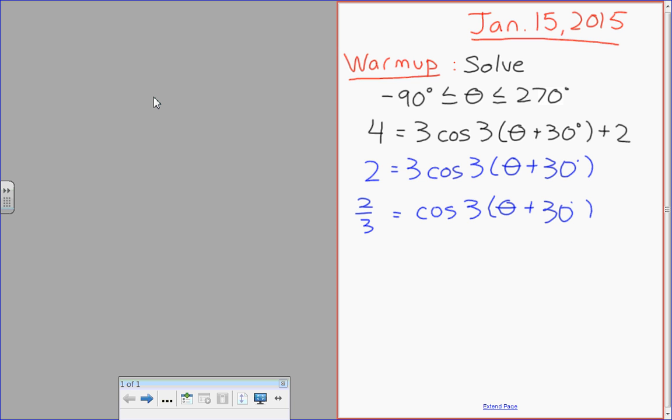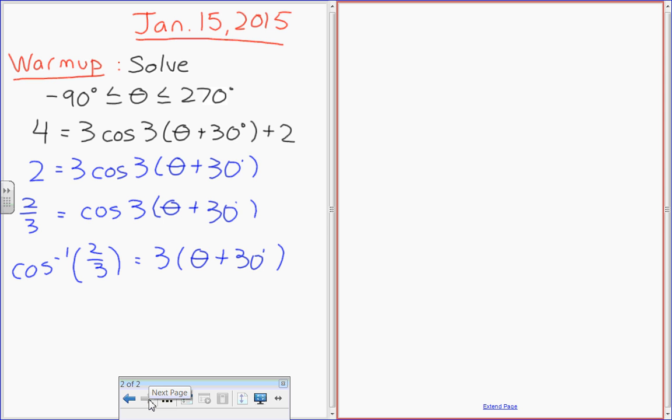David, the next step is going to be what? Cos inverse of 2/3. Things are looking good so far. Amy, even though you were not here yesterday, what is cos inverse of 2/3, please? 48.2.